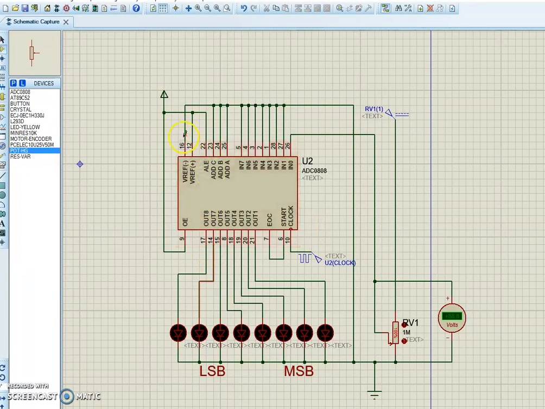Then OE, voltage reference positive and ALE are connected to power. Pin 9, pin 12, and pin 22 are connected to power. And then voltage ref negative is connected to ground. That means we are going to test our ADC with the setup of 0 to 5 volt.